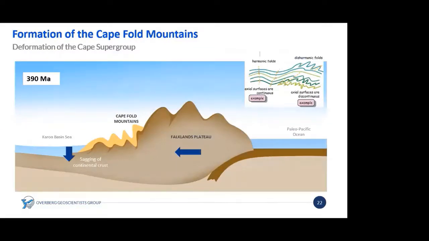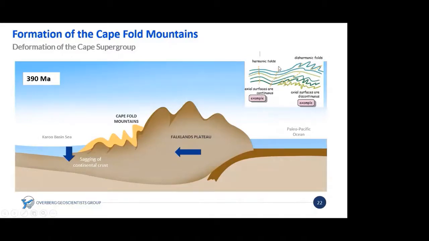Eventually, this is up to about 300 million years, the Falklands Plateau here formed the Cape Fold Mountains, and the erosion of this mass eventually came down into the Karoo and formed the Karoo here. We have a lot of this type of folding. We've all seen it in the mountains. And there are types of folding.